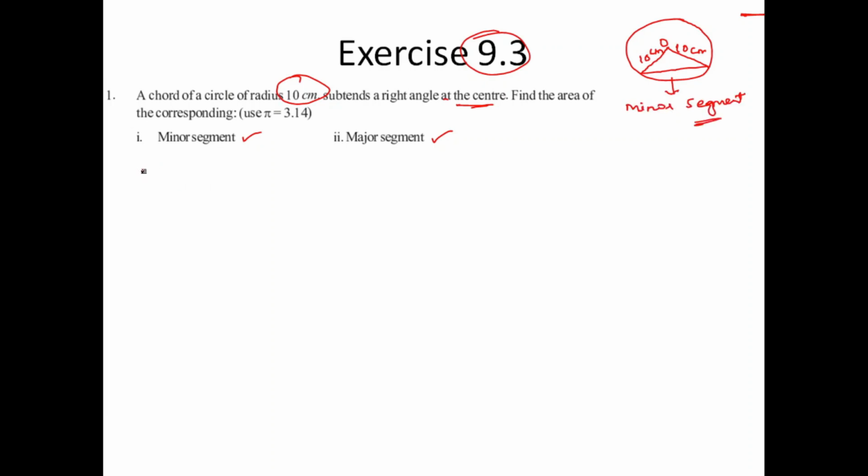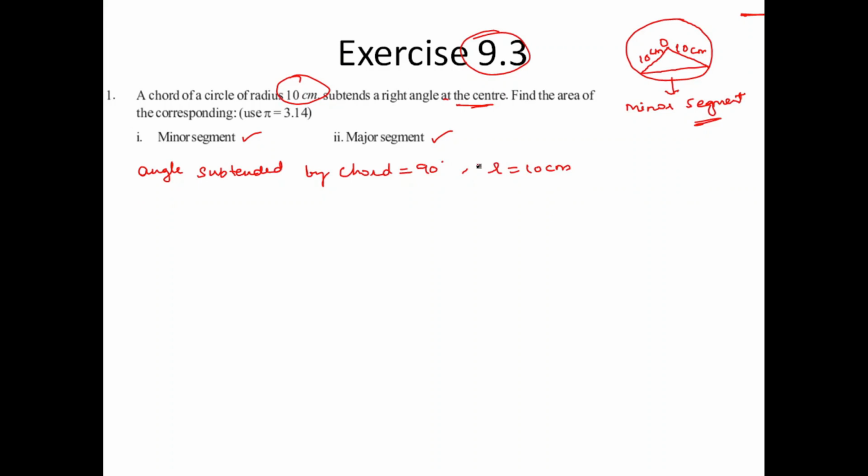Given over here, the angle made here, that is the angle subtended by the chord, is 90 degrees. So this is clear. After that, the radius of your circle is given as 10 centimeters. So clear. So let us look at this one now.